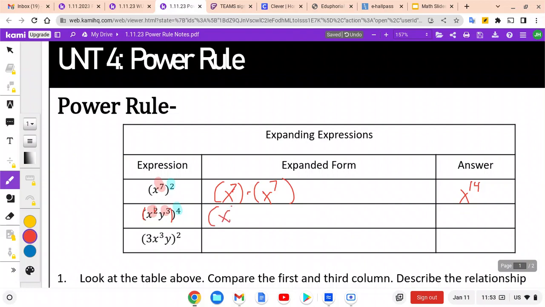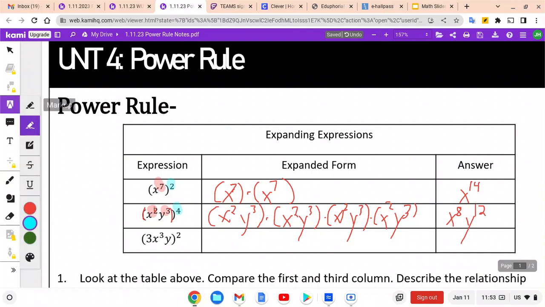So that means this is happening 4 times: x to the 2nd y to the 3rd times x to the 2nd y to the 3rd times x to the 2nd, y to the 3rd, times x to the 2nd, y to the 3rd. And if you collect all the x's, that's 8 x's. And if you collect all the y's, 3, 3, 3, 3, that is 12 y's.